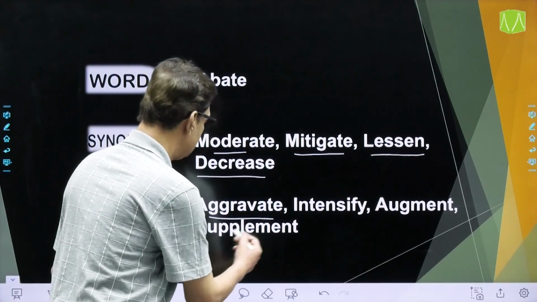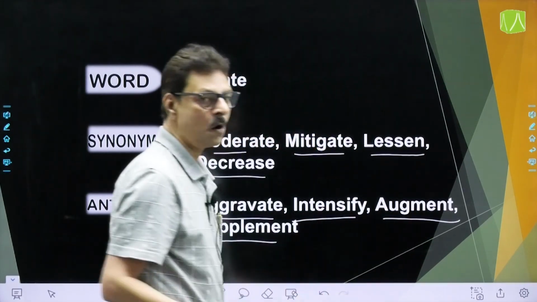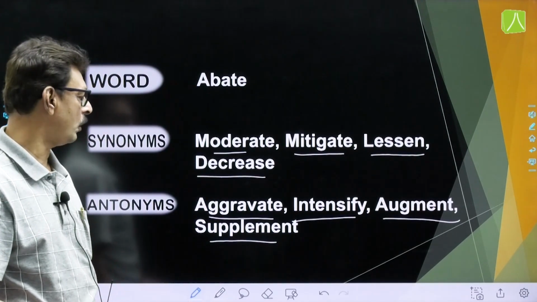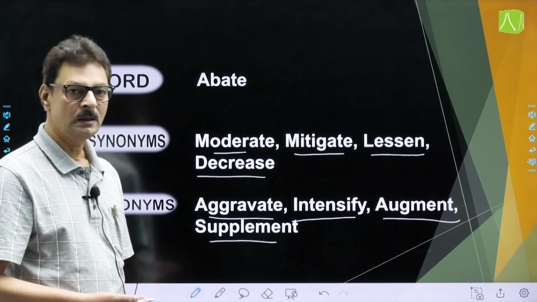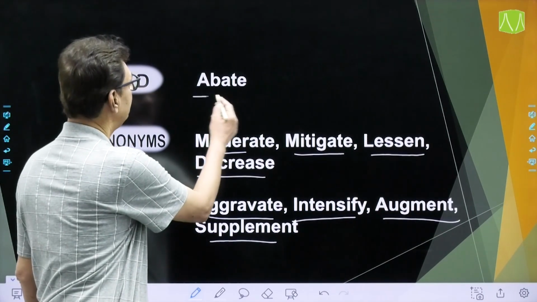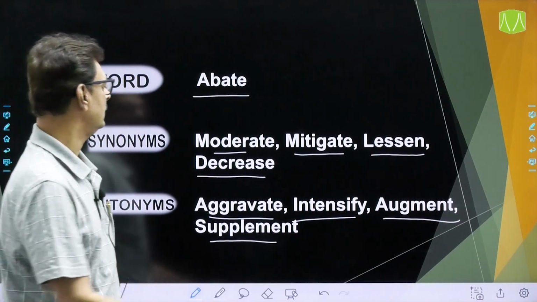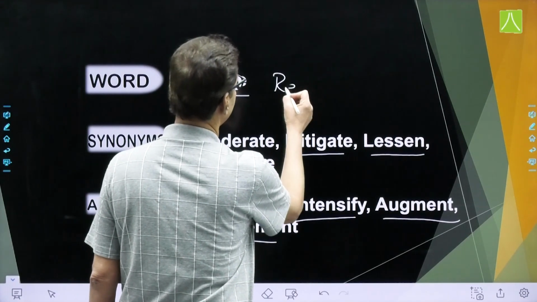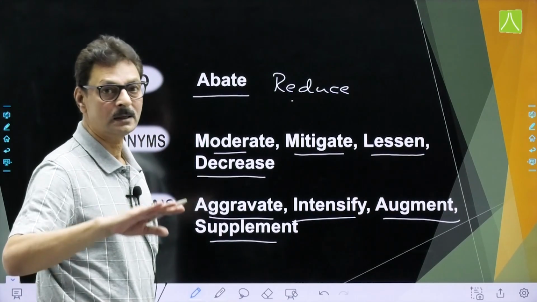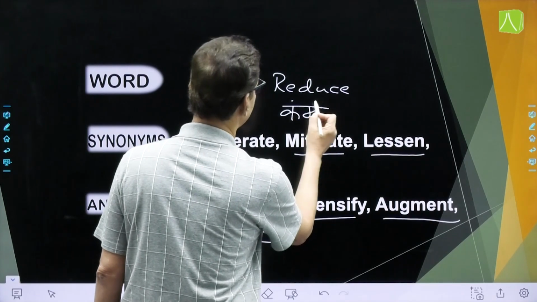Antonym क्या रहेंगे? Aggravate, supplement, intensify, and say this word augment. Augment is increase. किसी भी चीज़ को बढ़ाना is augment. Aggravate, supplement are the antonyms of this word abate, which means to lessen, to reduce. Yes, you can just take a simple word, reduce. Abate, कम करना. Yes, not English वाला कम, it is Hindi वाला कम.